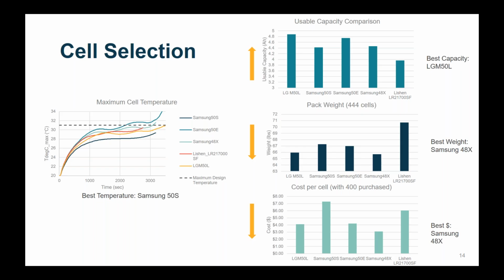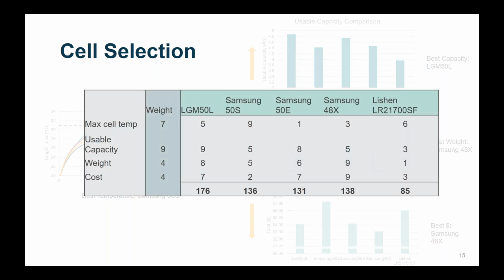So to help narrow down that selection, we've created a design matrix where we've ranked each cell based on the maximum cell temperature, usable capacity, weight, and cost. And then we've come up with weighting factors for each one of those design constraints. And when you multiply those together and add them up, we can see that the LG M50L is the best cell for this pack.